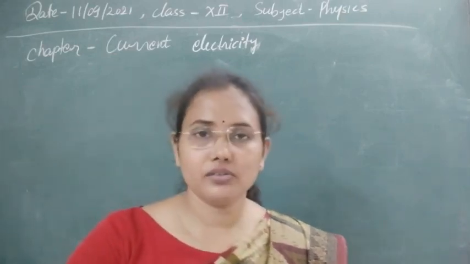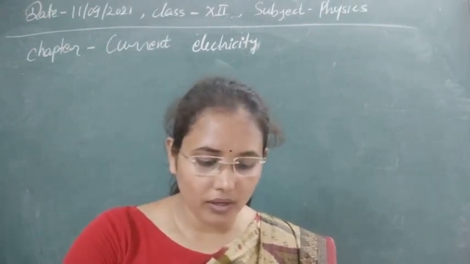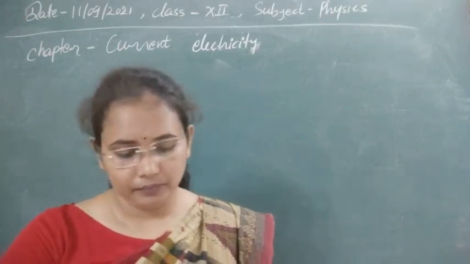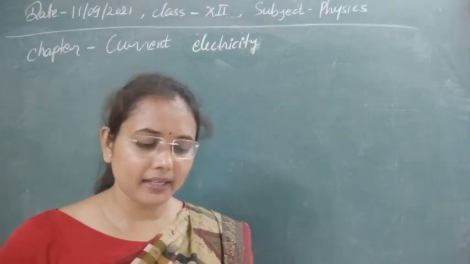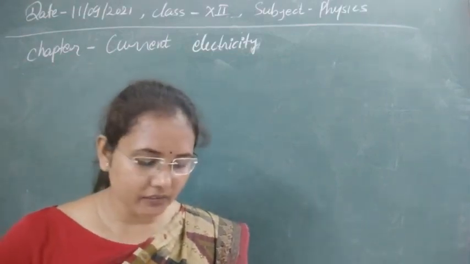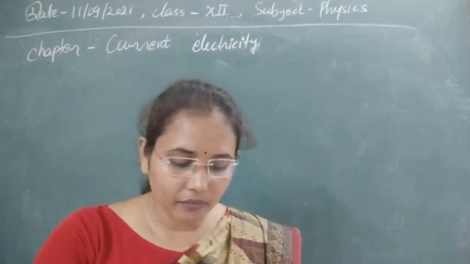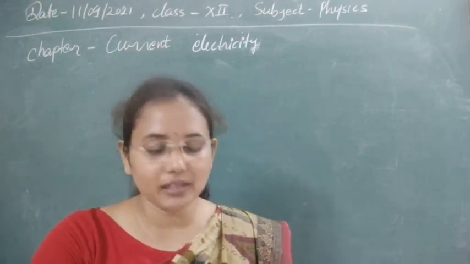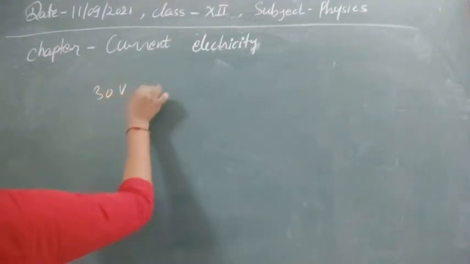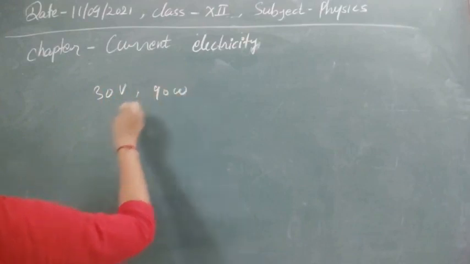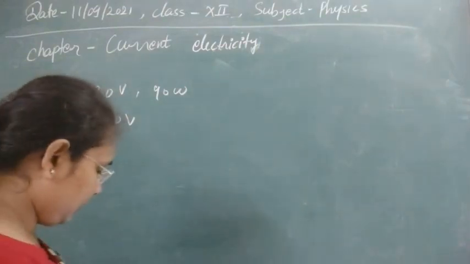Now the next question, students: a 30 volt, 90 watt lamp is to be operated on a 120 volt DC line. For proper glow, a resistor of ___ ohm should be connected in series with the lamp. So here in the question we have to find out, for a proper glow of the bulb, the value of resistance that should be connected in series with the lamp. The lamp is rated 30 volt and 90 watt, and it is connected to a 120 volt DC line. Then we have to find out what the resistance will be.